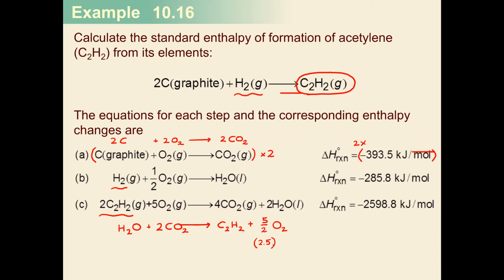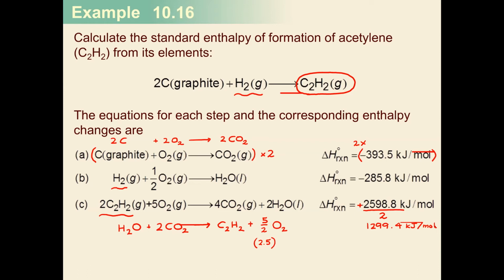So if I do that, I need to go and flip the sign of my reaction. So that is going to take this negative and turn it into a positive. And then I also need to go and divide it by 2. If I do that, I would get a value of 1,299.4 kilojoules per mole.